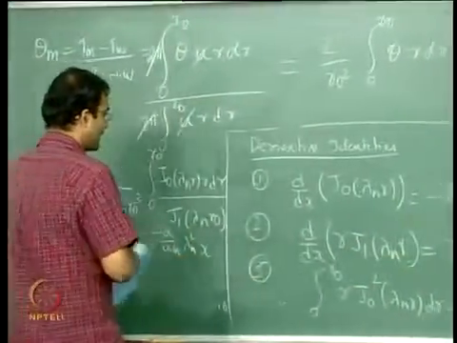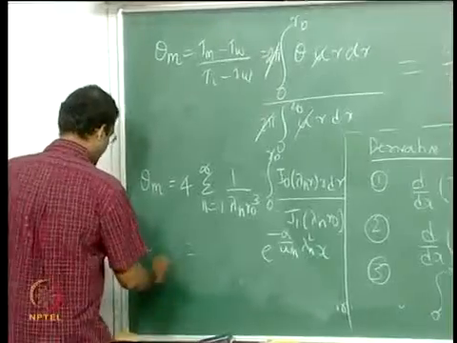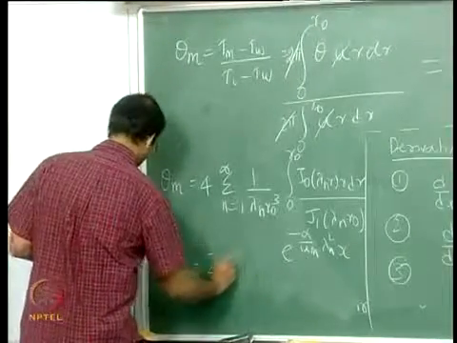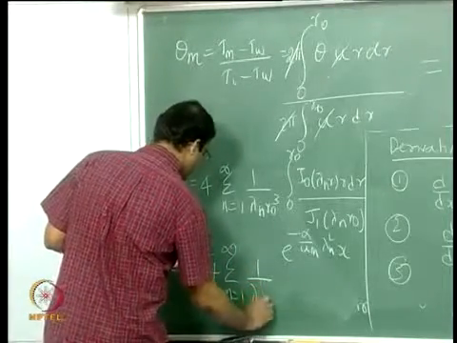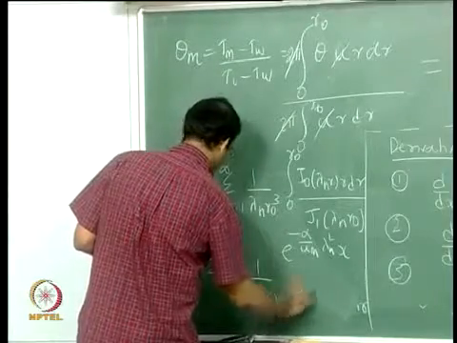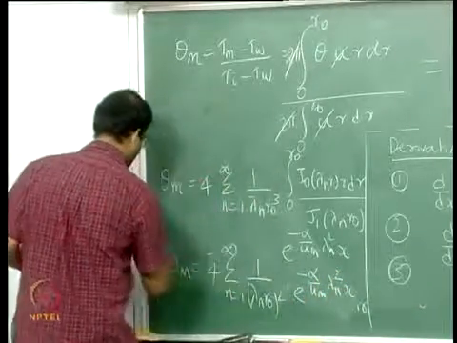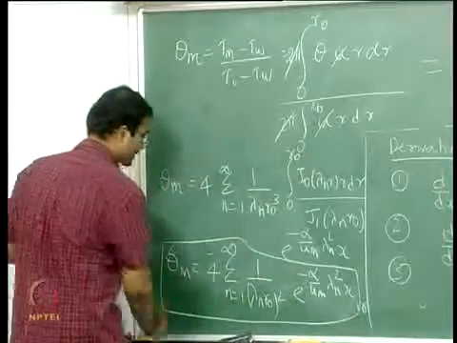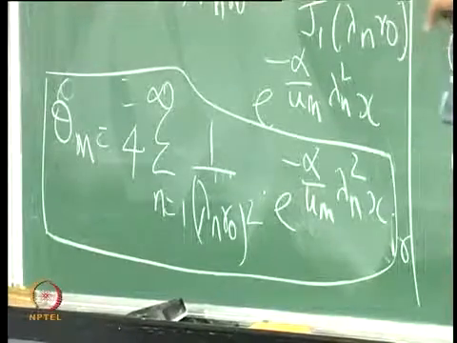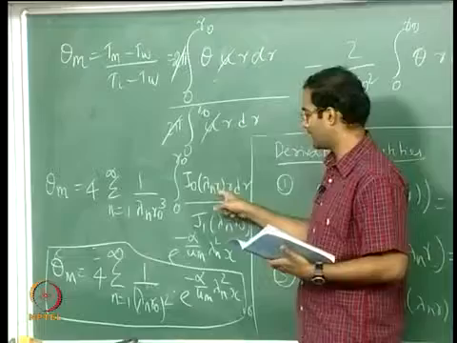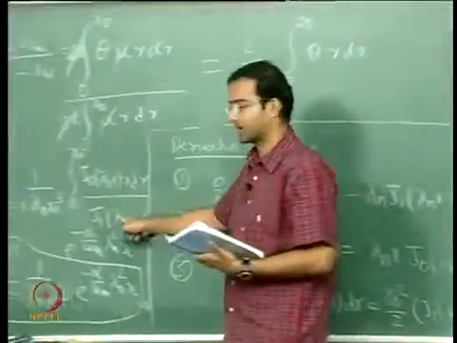So integral 0 to r naught j naught lambda n into r, so already we have that identity, so that will be r into j1 lambda n r divided by lambda n. So if you put that and you manipulate it, finally you get your expression for theta m as 4 times, you please check this, 1 by lambda n r naught the whole square into e power minus alpha by um lambda n square x. So this is the final expression for theta m that you will be getting. If you just use this identity and substitute it here, this j naught lambda n r naught will be nothing but j1 lambda n r, and that will get cancelled off.